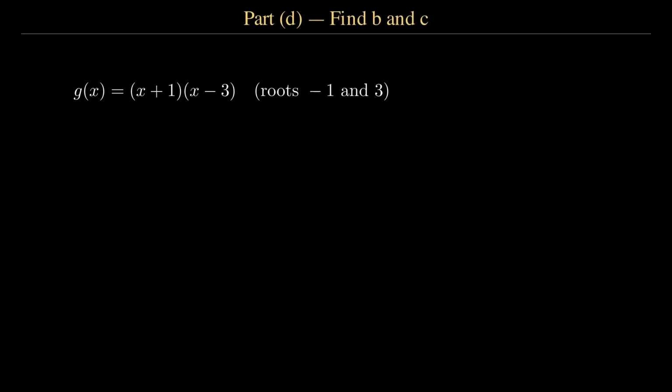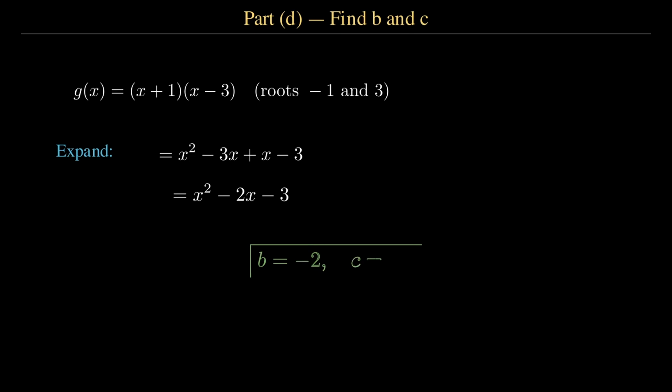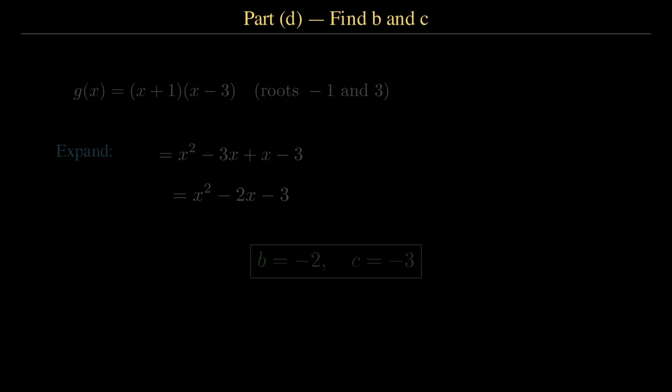Part D. We know both roots are negative 1 and 3. For a monic quadratic, leading coefficient equals 1, we can write g of x equals (x plus 1) times (x minus 3). Expand. x times x is x squared. x times negative 3 is negative 3x. 1 times x is x. 1 times negative 3 is negative 3. Collect like terms. x squared, then negative 3x plus x is negative 2x, then negative 3. So g of x equals x squared minus 2x minus 3. Comparing with x squared plus bx plus c, b equals negative 2 and c equals negative 3.